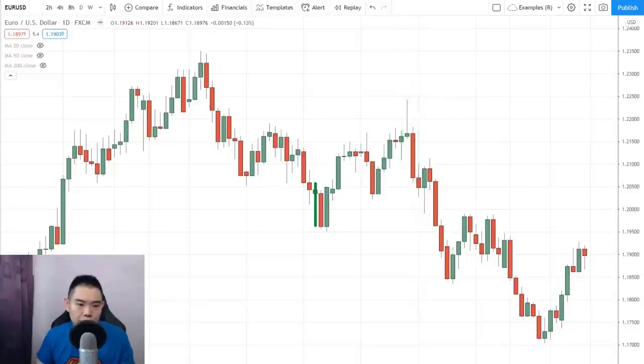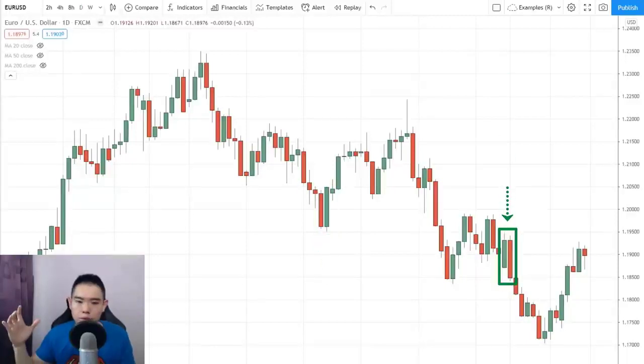And this is a bullish engulfing pattern. Notice how the body of this candle is larger, and closes even above the highs and the opening price of the previous day. This is a bullish engulfing pattern. And then this is another bearish engulfing pattern.